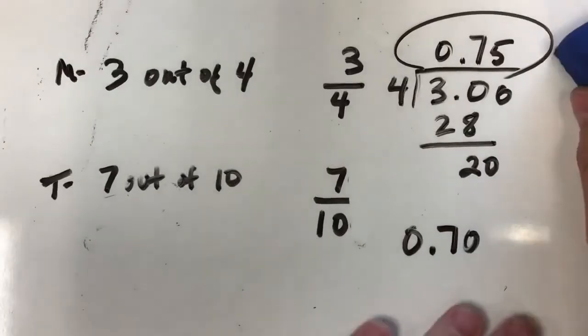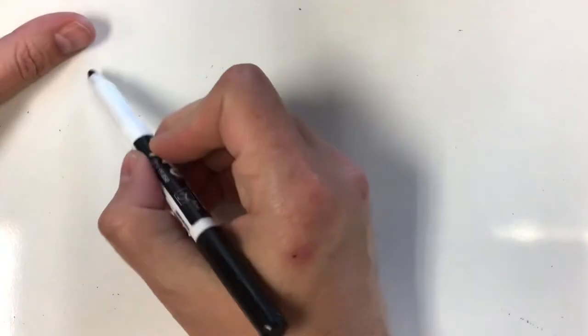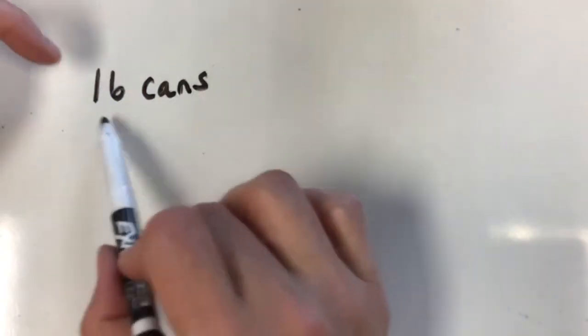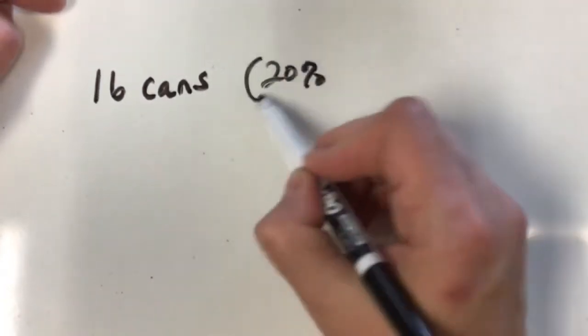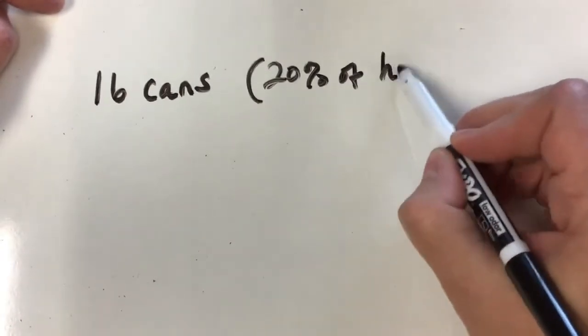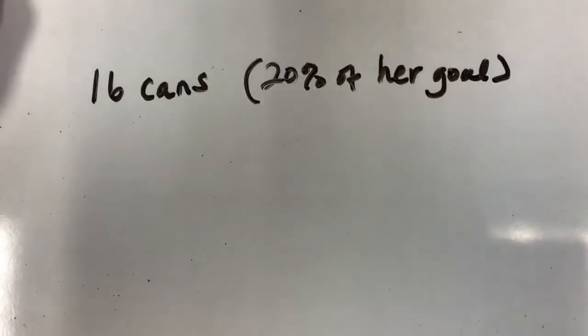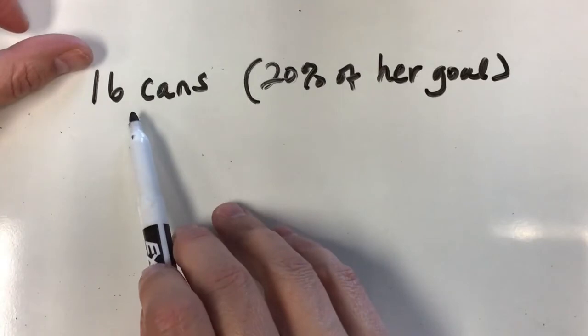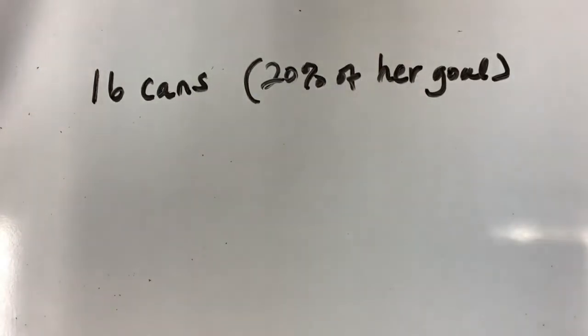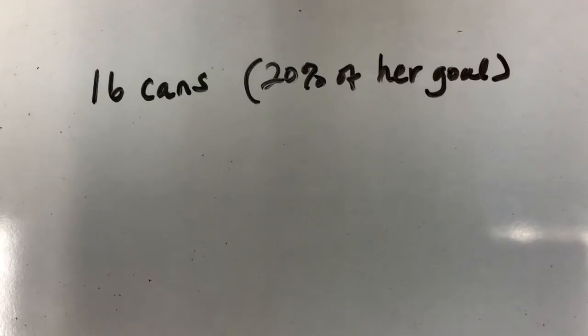Okay. The final one I want to show you is about a fundraiser. So Liz is collecting cans for a fundraiser, and let's say she's collected 16 cans so far. The 16 cans is 20% of her goal. How many cans must she collect to reach her goal? This is a great question, okay? She's already collected 16 cans, and that's 20% of her goal. How many more cans does she have to collect to reach her goal?